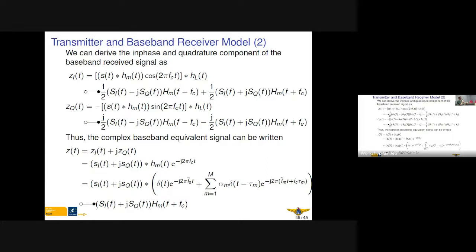We get these 2 equations for the in-phase and quadrature signals. And then when we build the complex baseband equivalent signal, interestingly, we can see now that the multipath channel is convolved with the complex baseband signal.